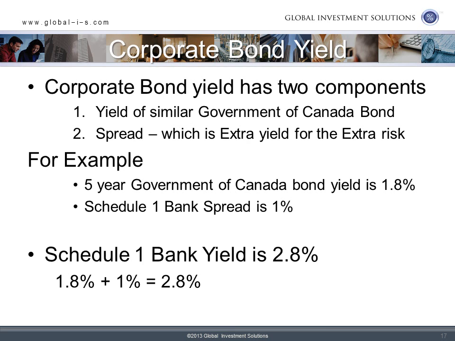To understand the credit arbitrage strategy, we need to understand how a corporate bond is priced. The corporate bond yield has two components: the yield of a similar Government of Canada bond and a spread, which is the extra yield for the extra risk. For example, a 5-year Government of Canada bond yield is 1.8%. A Schedule 1 bank like TD, Bank of Montreal, would pay a bank spread of about 1% on top of that. So the yield that in total the bank would have to pay is 2.8%.